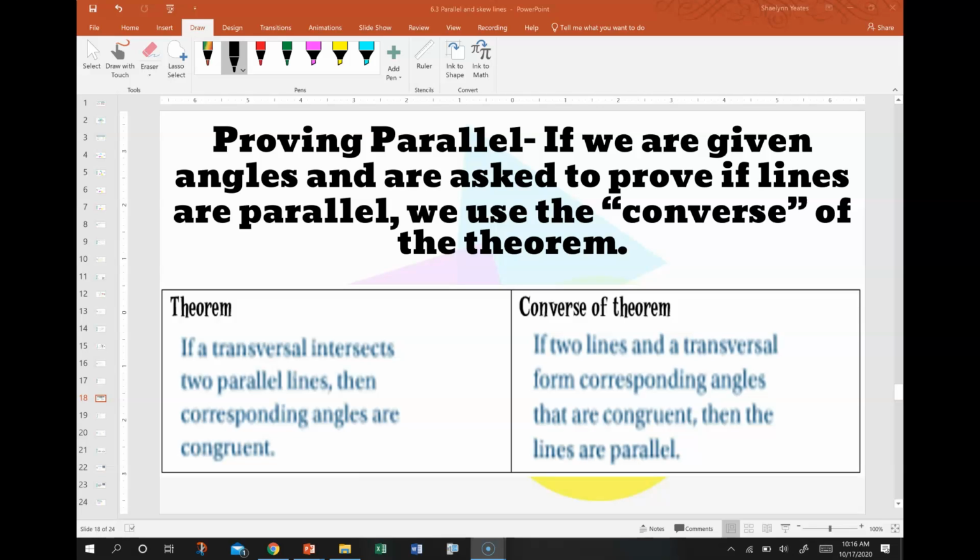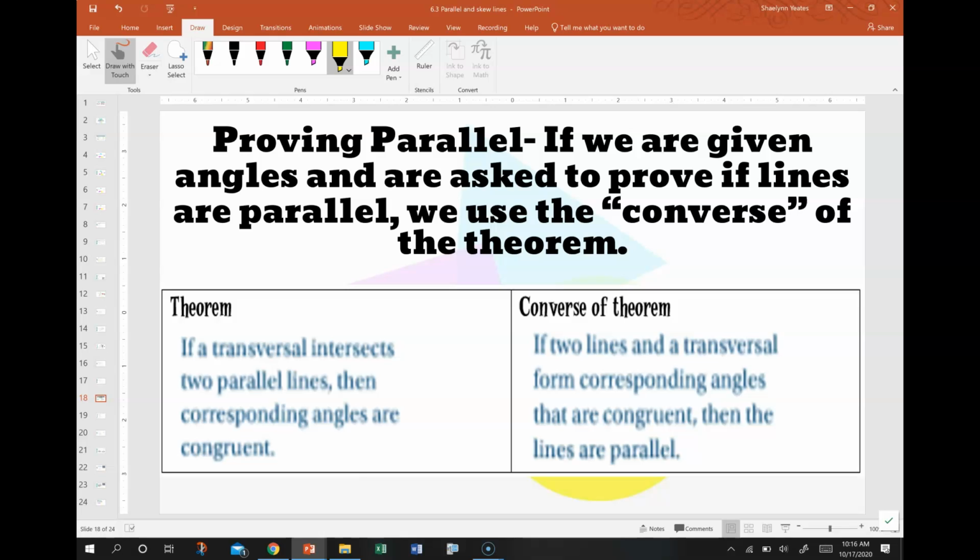So if we're proving something is parallel, we're going to be using the, it's not necessarily opposite, but it's called the converse. It's when we switch the if and then. So the theorem itself says if a transversal intersects two parallel lines, then corresponding angles are congruent. The converse says if two lines cut by a transversal have corresponding angles that are congruent.